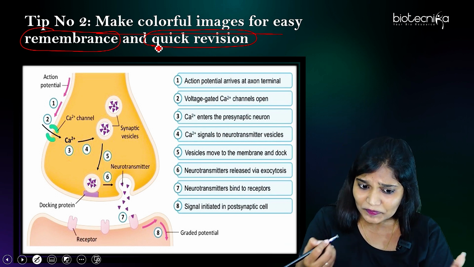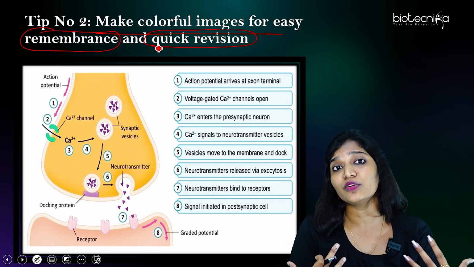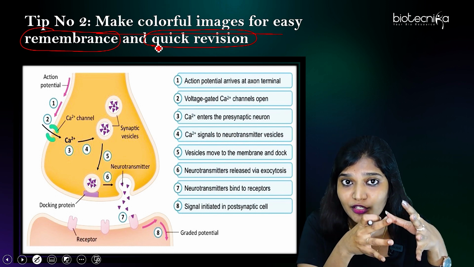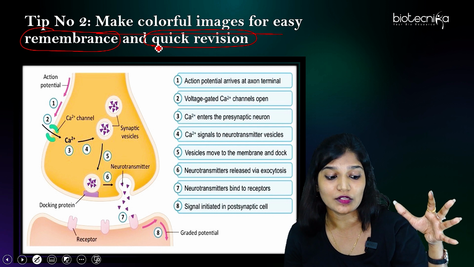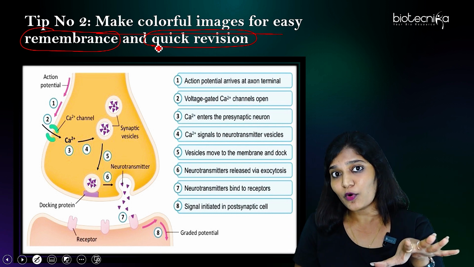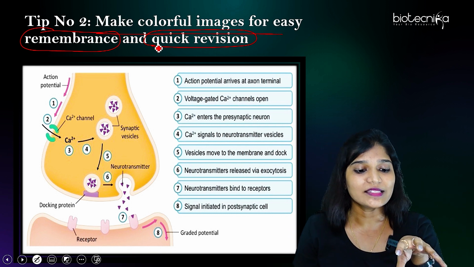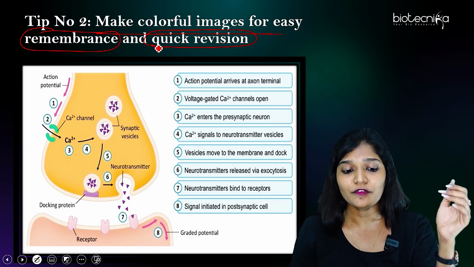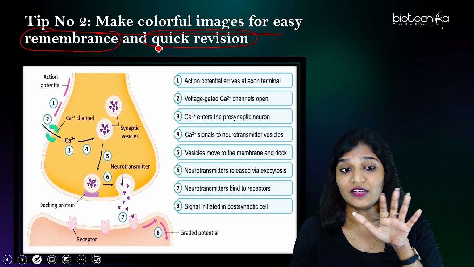So this is about how the neurotransmitters move from the axonal part of one neuron to the dendrites of another neuron. That is what is given. Let's understand this in detail. If you see a paragraph, it might be very difficult. If you have a colorful image, it's going to be very easy.